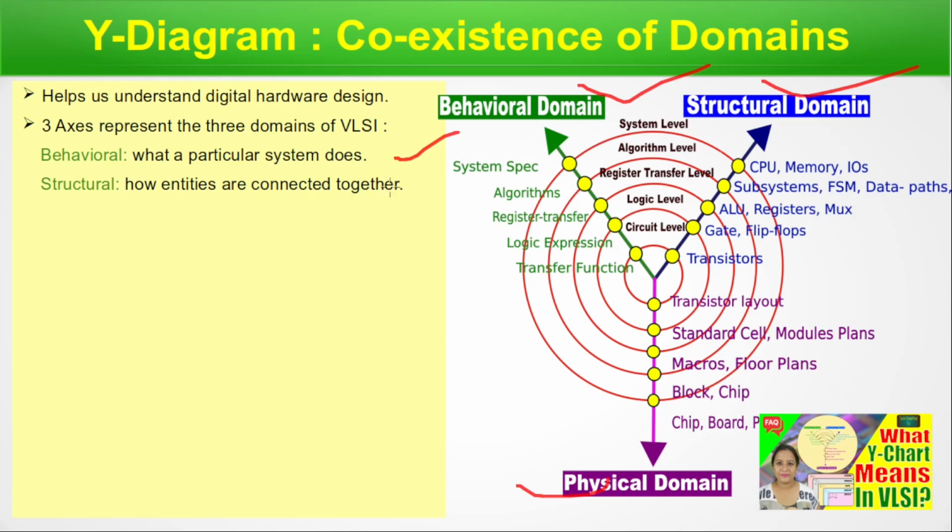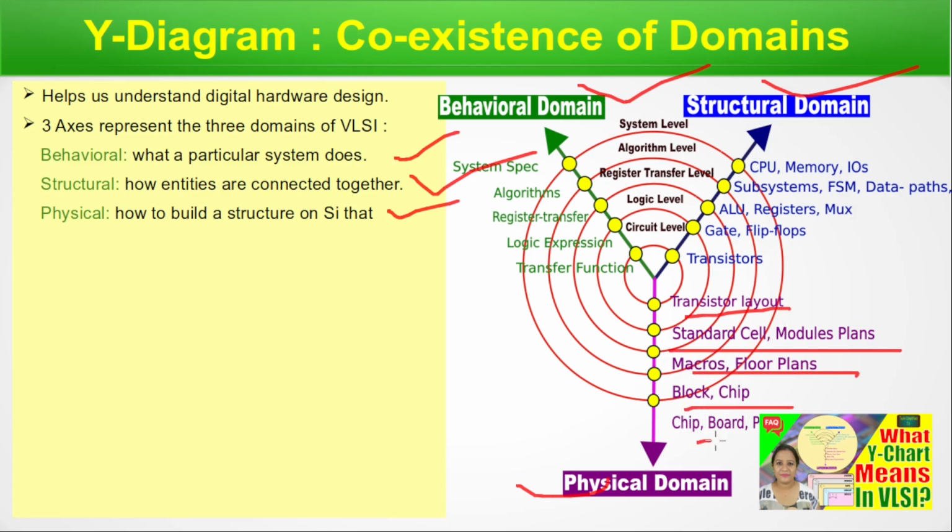Structural: how the entities are connected together, that means how these chips, subchips, or unit circuit components are connected. Physical: how to build a structure on silicon, that means the layout level. So here you can see different things: transistor layout, standard cell, macros, floor plan, block or chip, chip or board. And in the structural domain we have the CPU, the subsystem, ALU, gate, and transistors.